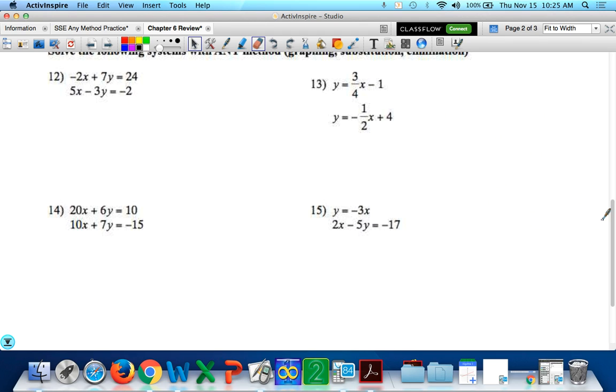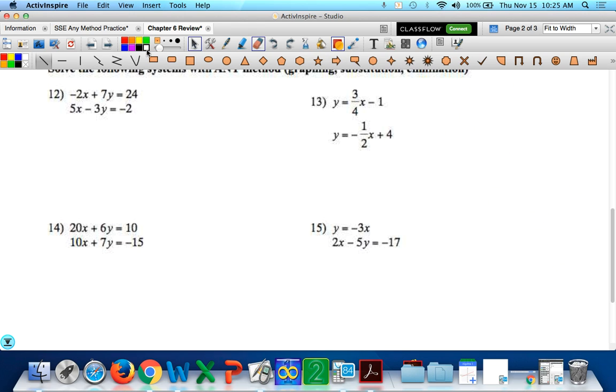Now, if you can only do one method, then you're going to have to turn all of these into that method and do it. But these are set up to kind of guide you into a certain method. This first one is set up to be an elimination problem, because they're both in standard form. You can see they're stacked on top of each other. Now, how you go about eliminating these is a different story.